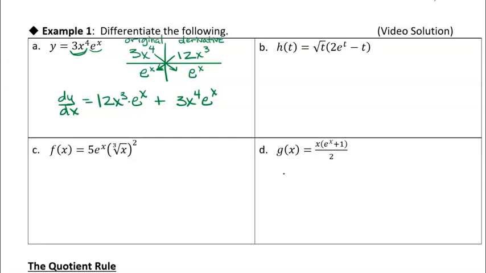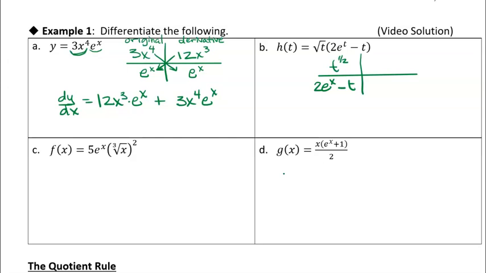Okay, so we did the first one. Now I think I'll use the box method, the Martelli method, on this one as well. I sometimes call it the box method, but now I'm calling it the Martelli method because I give her credit for this method. I have two functions multiplied together. The first one is the square root of t, which I'm going to write as t to the 1/2 because I want to use the power rule on it. The second function is 2e to the t minus t. Those are the two original functions that are multiplied together.